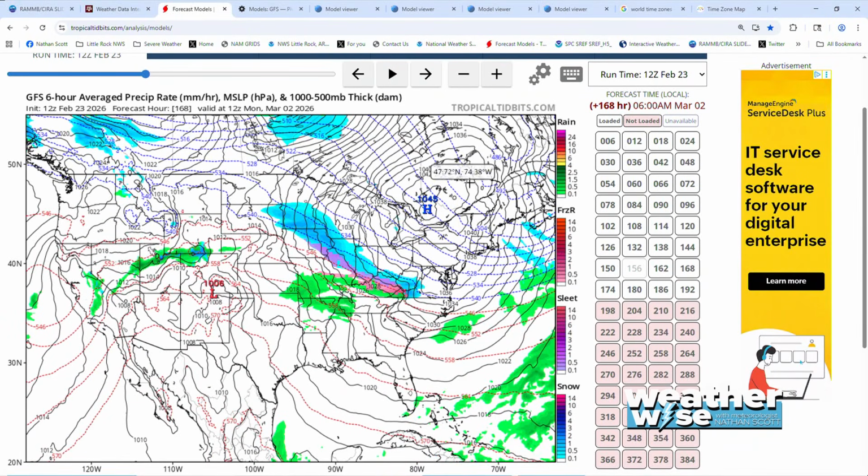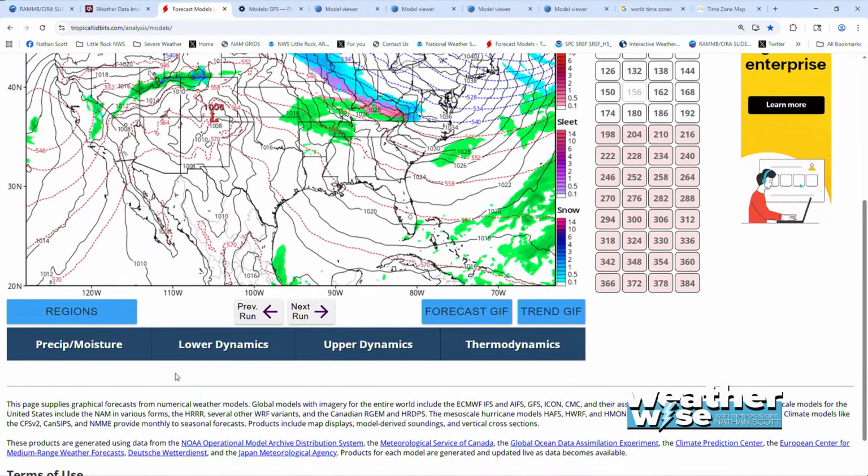There's the high pressure over Canada. That's going to pump in some colder air over the Ohio Valley. So that's why they're expecting winter weather. But that's only one part of this model that we're looking at. That's just the surface data. But I'm not just interested in the surface data.